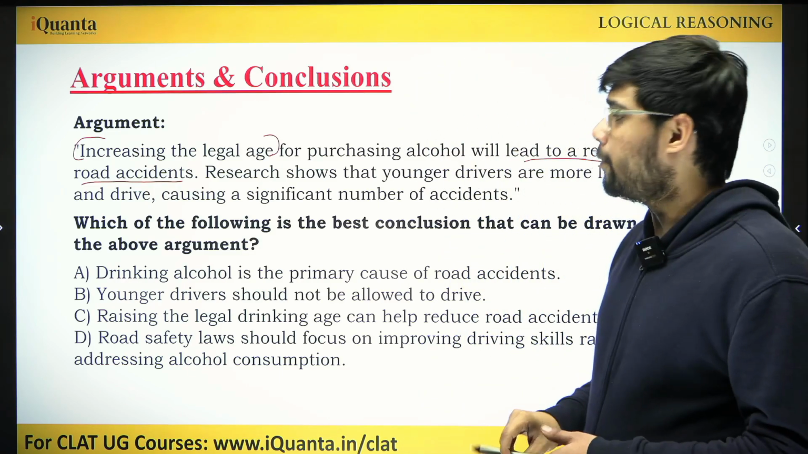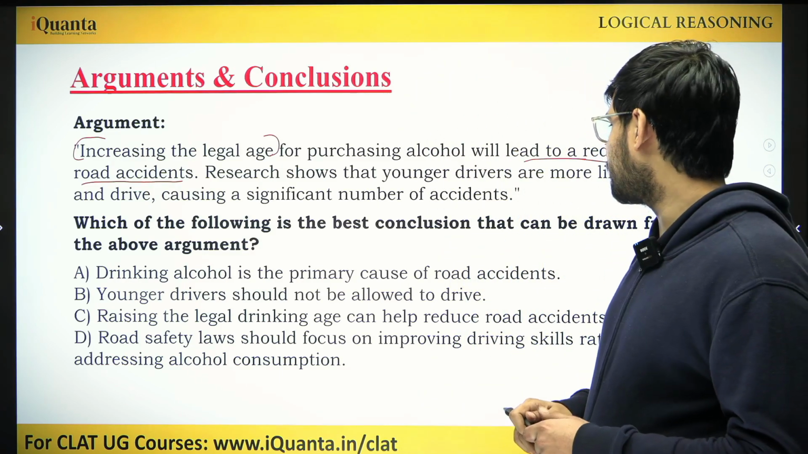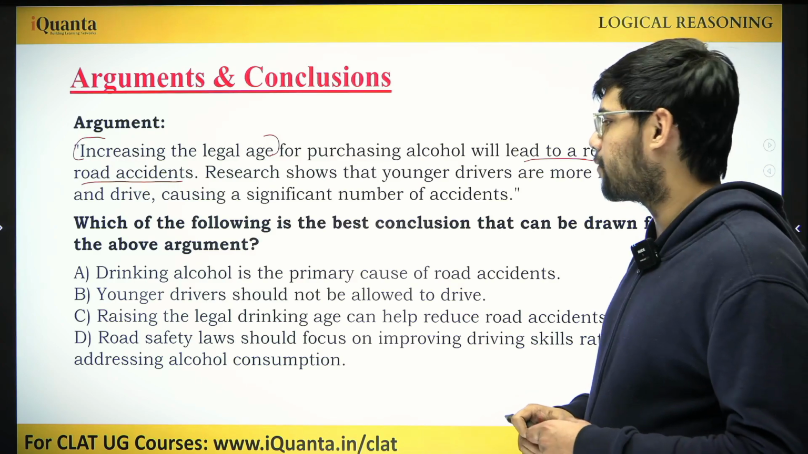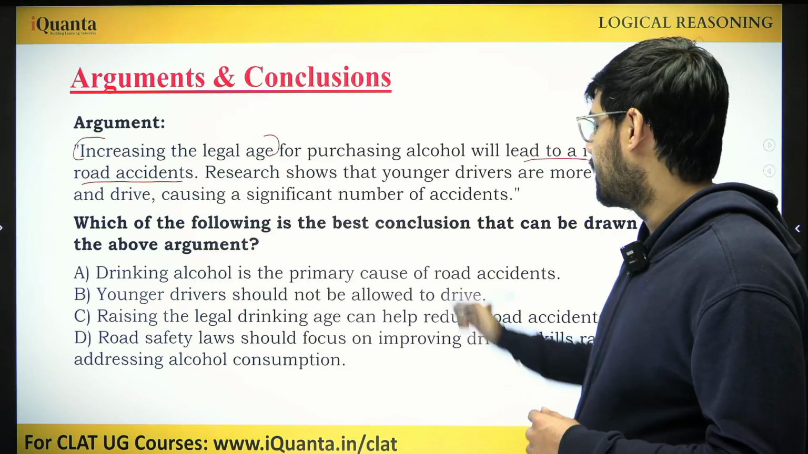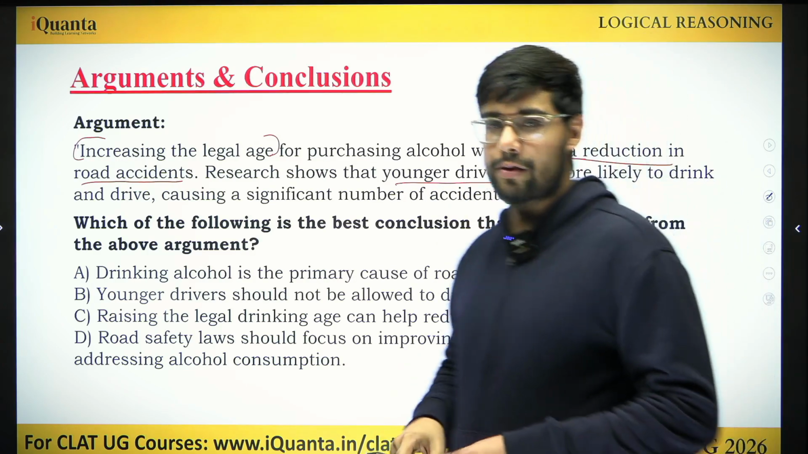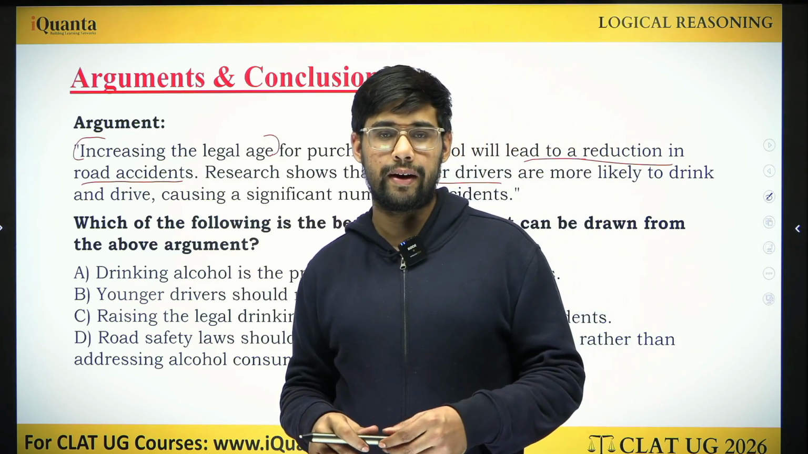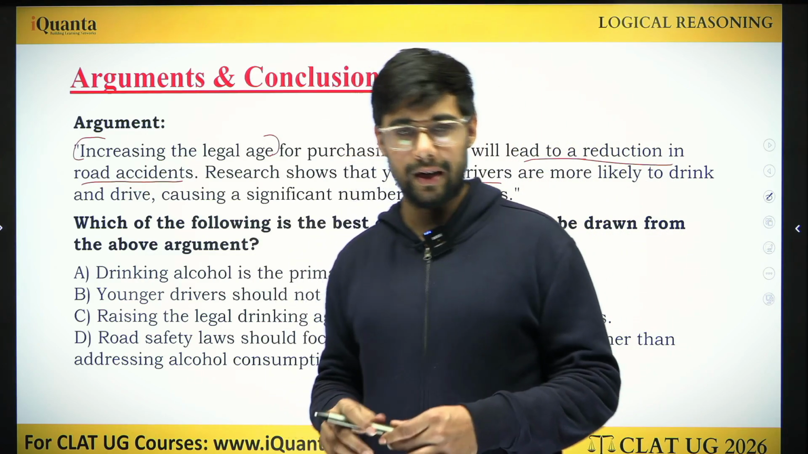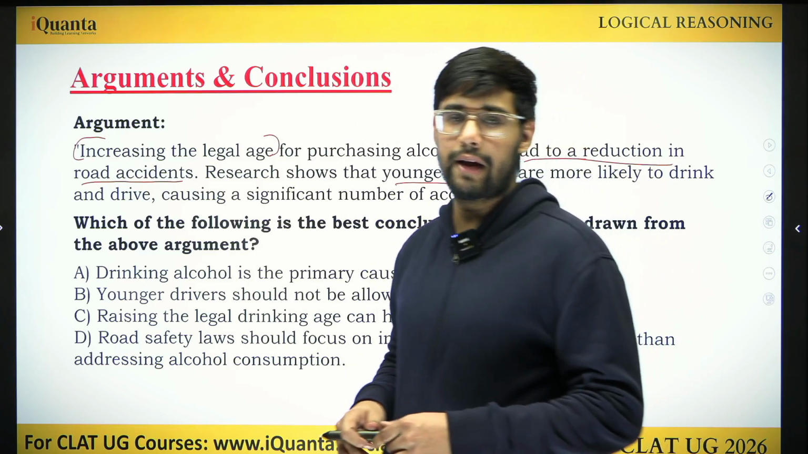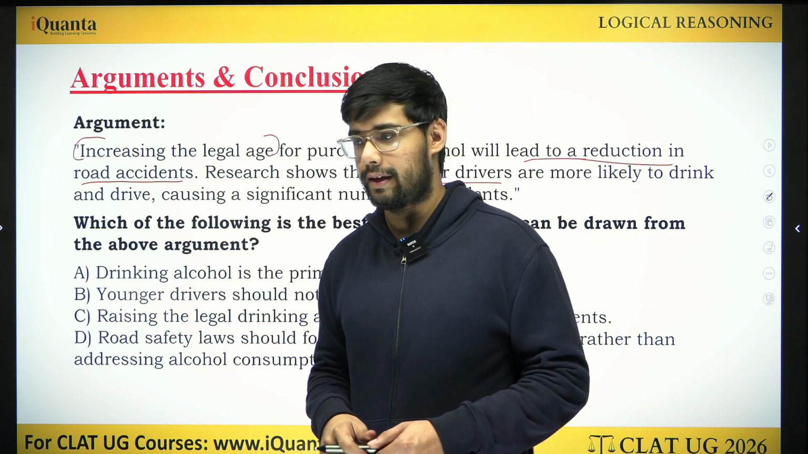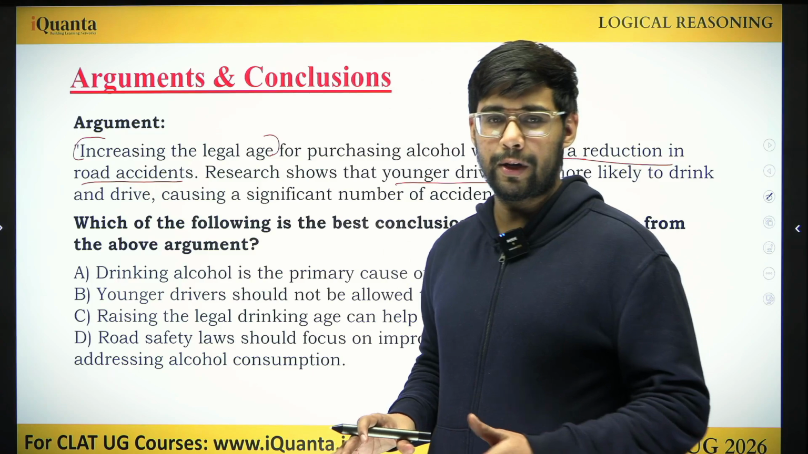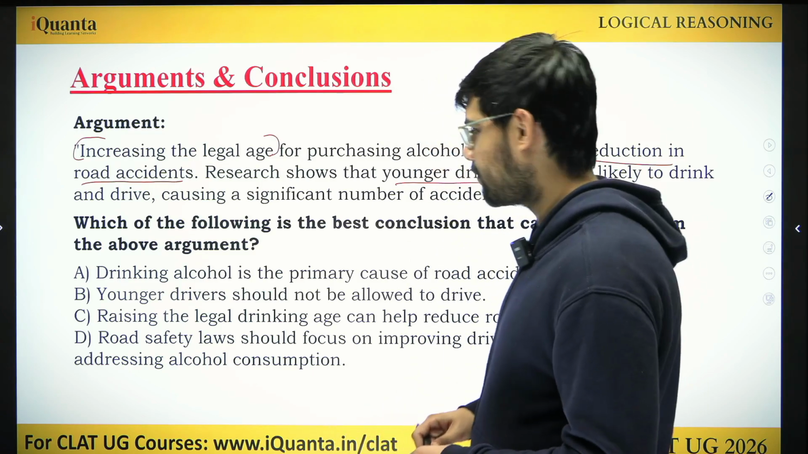Let's continue. Research shows that younger drivers are more likely to drink and drive, causing a significant number of accidents. So another focus here is on younger drivers. So the argument basically aims at increasing the legal drinking age because the younger drivers are more prone to drink and drive, causing a larger number of accidents, right? The argument is very clear to us now. So we'll look at the options first.